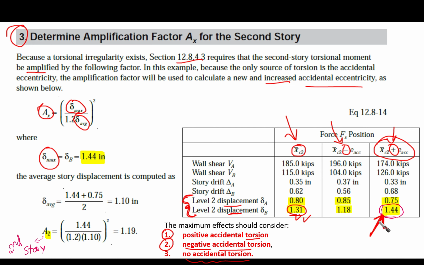But here in our case, we found that positive accidental torsion was the winning case. It is the maximum here. So we found that it is 1.44. The average story displacement is computed. We are going to use the average here. So it is going to be 1.44 plus 0.75, over 2, from the average.